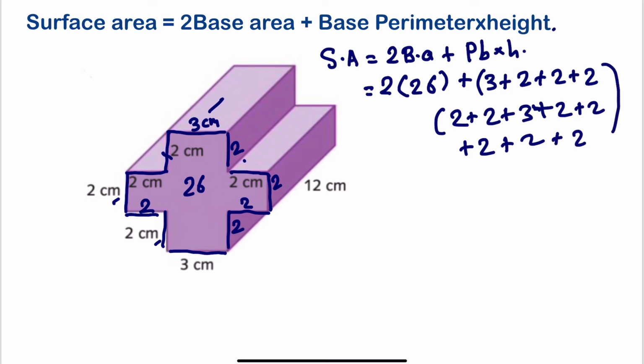So this is what we have for the perimeter times the height. The height is 12. Okay, so we need to add all of these.